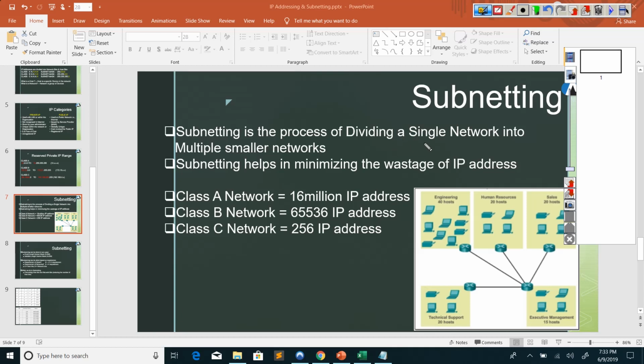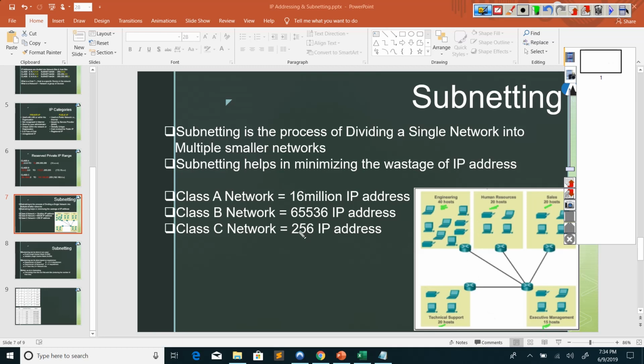Subnetting is a process of dividing a single network into multiple smaller networks, minimizing the wastage of IP addresses. I will come with an example. If you see this diagram, in the engineering department, I need 40 hosts to be hosted in that network, and then HR needs 20 hosts, and sales need 20 hosts, and the support team needs 20 hosts, and the executive manager needs 15 hosts.